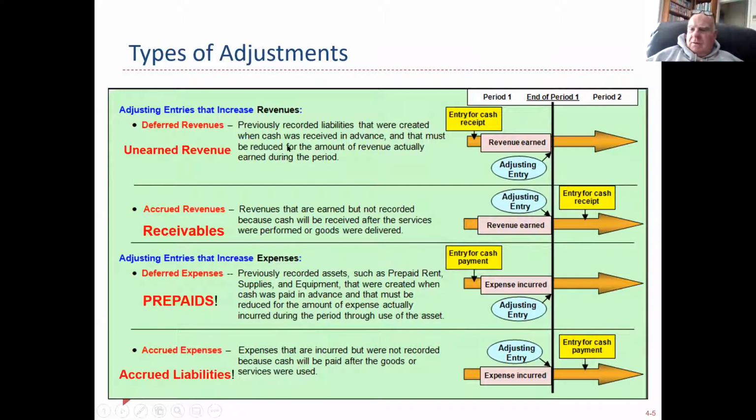Deferred. Another way to think about deferred, say to yourself, the service has been deferred. That's what's been deferred, the service, right? Under a deferred situation, money has changed hands, but nobody did anything to earn it yet. Deferred. Money changed hands, nobody's done anything to earn it.